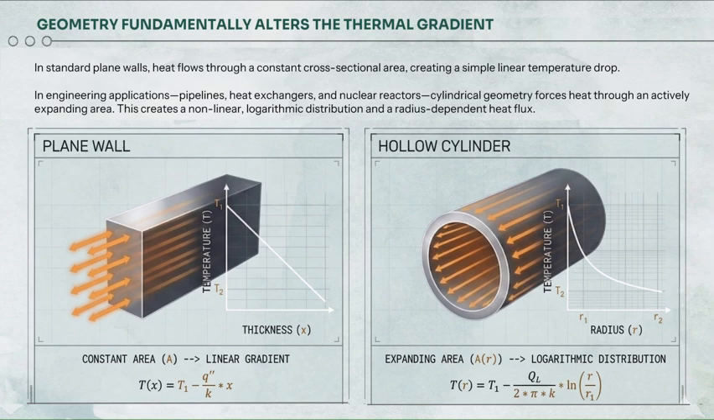as we move outward from the inner surface to the outer surface, the area increases. This means heat spreads over a larger area as we move outward, which changes how temperature varies. Because of this, the temperature profile becomes logarithmic instead of linear.